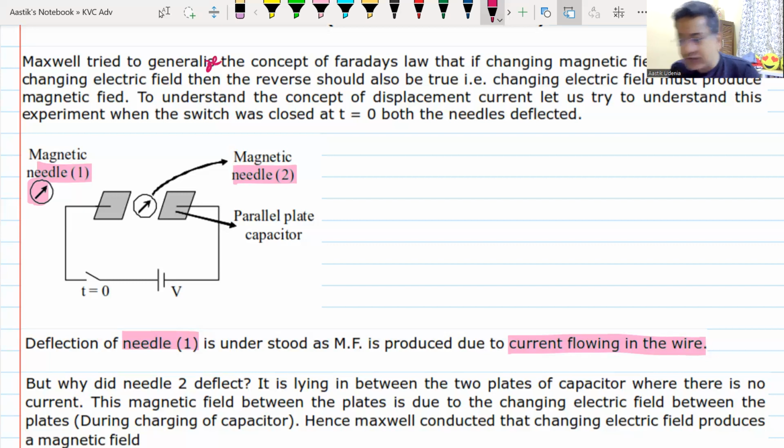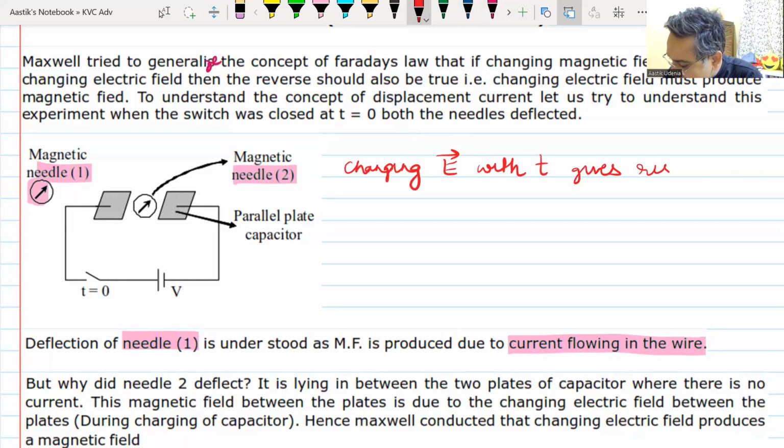I give you 2 minutes to note this down. You don't have to note down everything. You just have to draw a simple diagram and write it in your simple language. Basically, what you have to understand is that a changing electric field with time gives rise to a magnetic field. This is all that you need to know, and this process can be seen when a capacitor is getting charged. I'll give you 2 minutes to note this down.